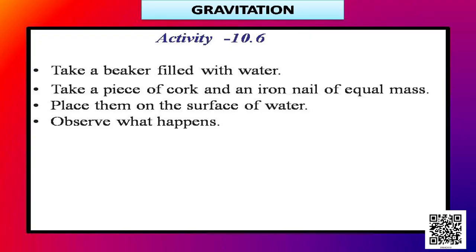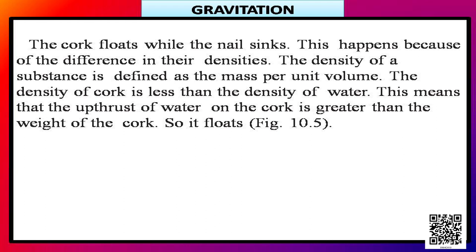Students, the other activity says, take a beaker filled with water, take a piece of cork and an iron nail of equal mass, place them on the surface of water, observe what happens. The cork floats while the nail sinks. This happens because of the difference in their densities. The density of a substance is defined as the mass per unit volume. The density of cork is less than the density of water.